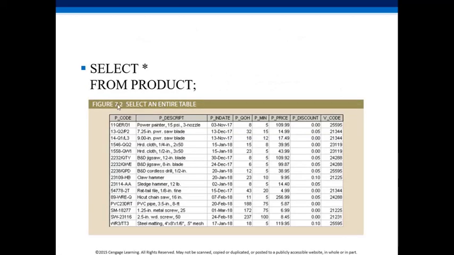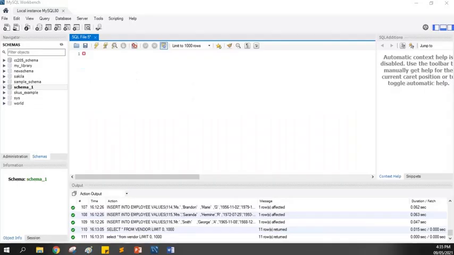So if we type select asterisk from product, it will select all columns from product. So let's try that in SQL. Here we are in MySQL Workbench. If we want to try, select, then asterisk from product.